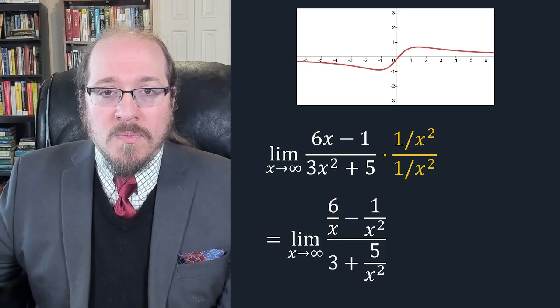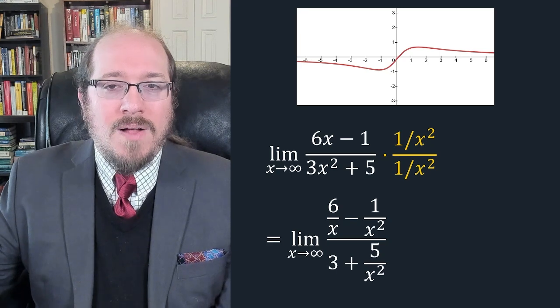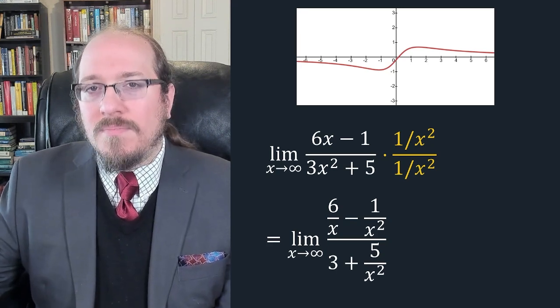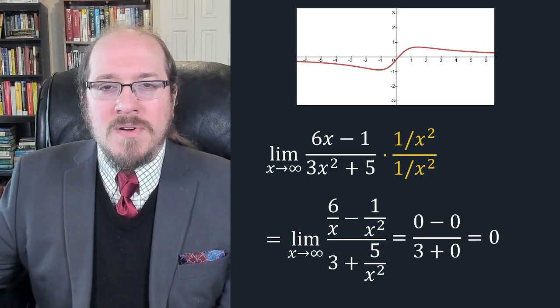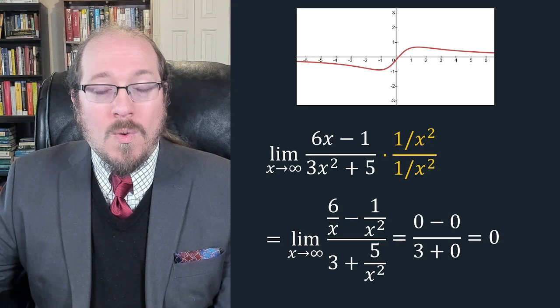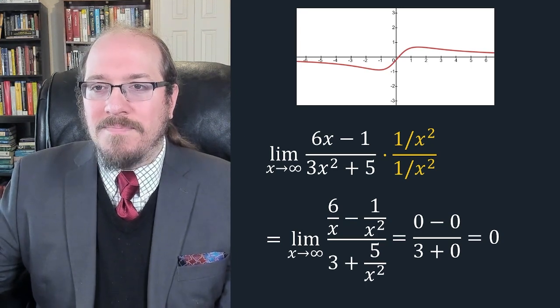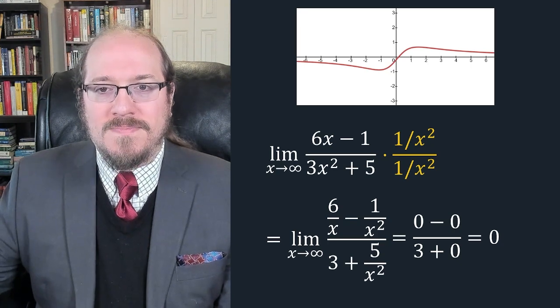And then the numerator becomes 6 over x minus 1 over x squared, while the denominator becomes 3 plus 5 over x squared. So as x approaches infinity, that whole numerator shrinks down to 0, while the denominator approaches 3, which means the whole fraction approaches a limit of 0.